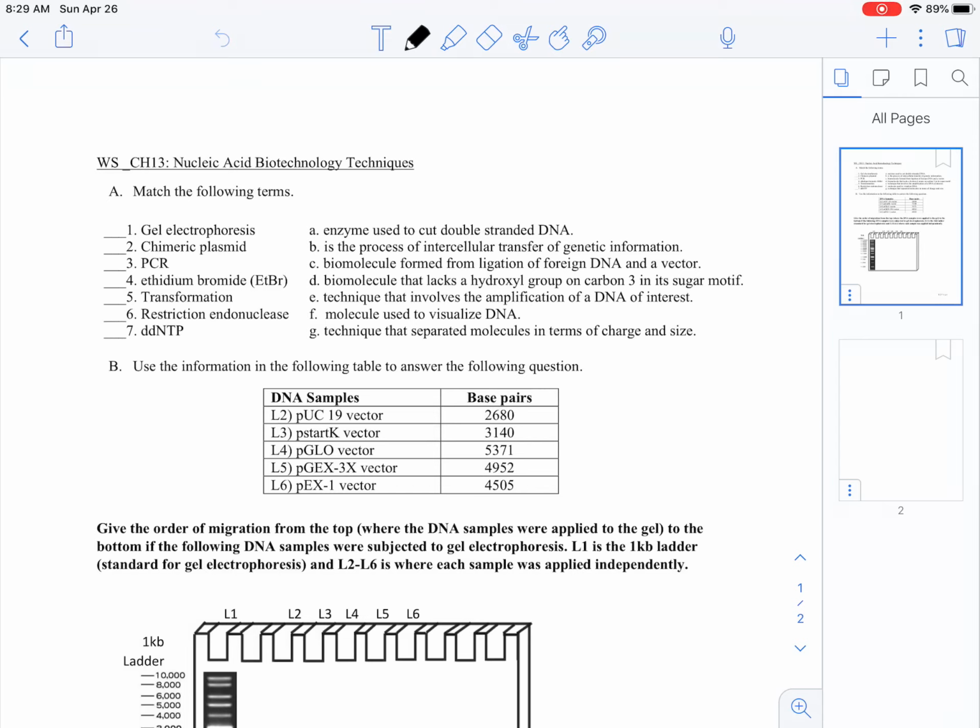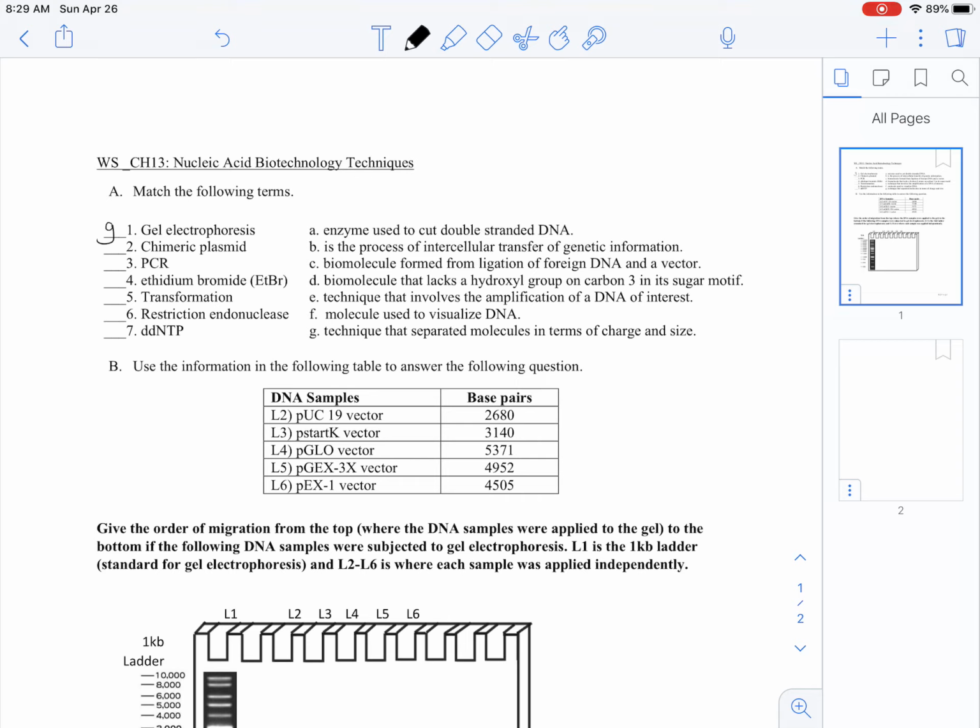In this video, we are going to be going over the answers for the worksheet for Chapter 13. We are first going to be matching some terms and their definitions. When it comes to this, gel electrophoresis is going to be the letter G, which is a technique to separate molecules in terms of charge and size.